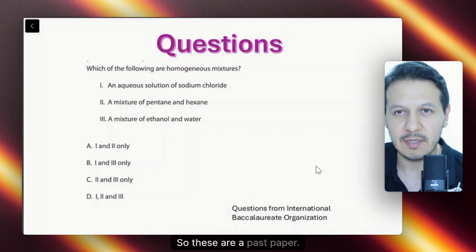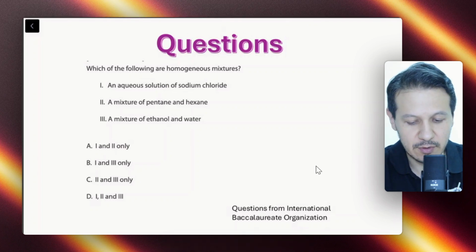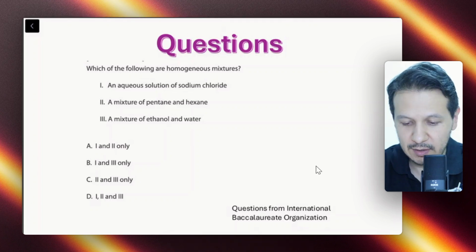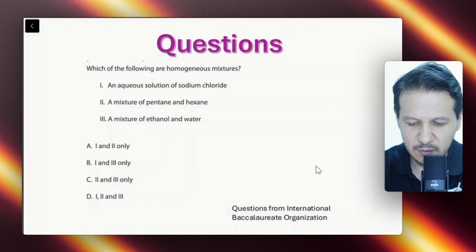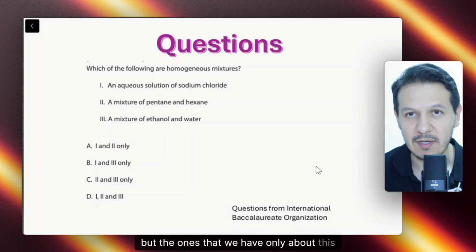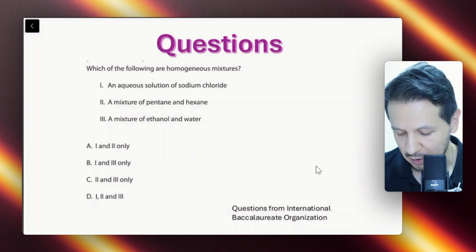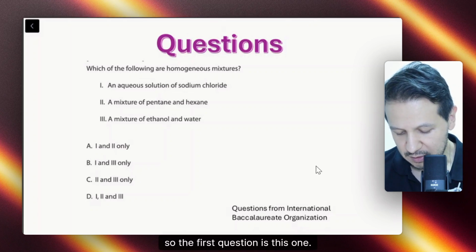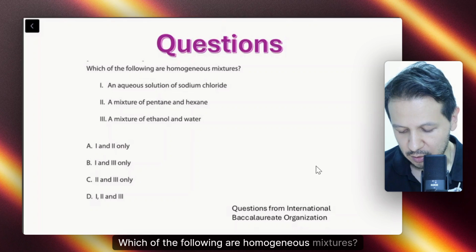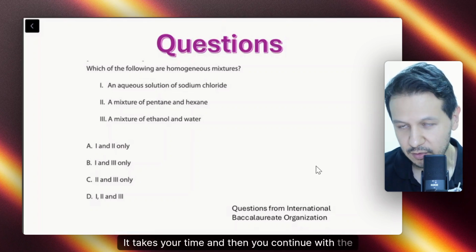Okay, guys, now we have the questions. These are past paper questions, strictly related to this topic that we studied today. That's why I am not putting a lot of questions, only the ones about structure 1.1.1. Okay. So the first question is this one: which of the following are homogeneous mixtures? Take your time and then continue with the video.